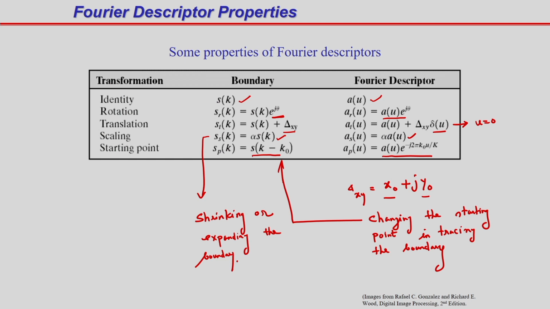So these properties I am considering. One is rotation. If I do the rotation of the boundary by an angle theta, that corresponds to the constant phase shift of theta in the Fourier descriptors. And if the boundary is translated, except at the point u is equal to 0, it will not change. And also we have considered the concept of scaling. If I do the scaling, the Fourier descriptors will be multiplied by the scale factor. And if I change the starting point, then in this case it is nothing but the modulation. So these are the properties of the Fourier descriptors.